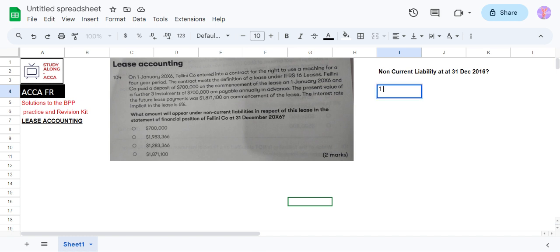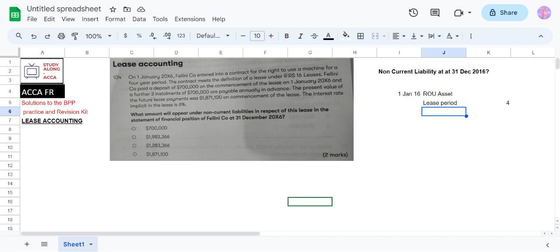So on 1st January 16, Fellini Company entered into a contract for the right to use a machine for a 4-year period. So it's a right-of-use asset, and looks like it's a lease. The lease period is 4 years. The contract meets the definition of a lease under IFRS 16 Leases.